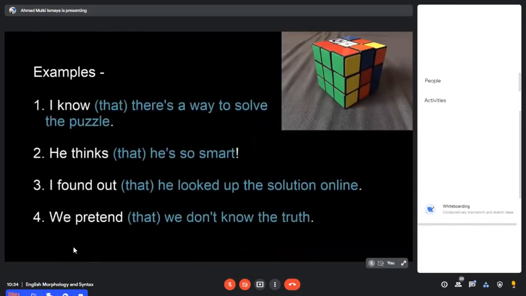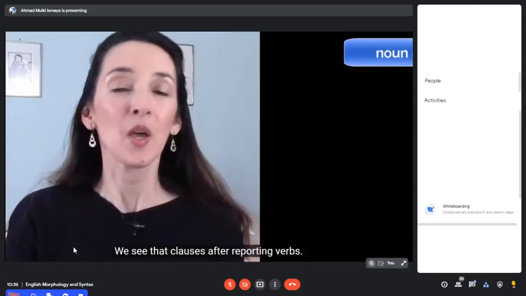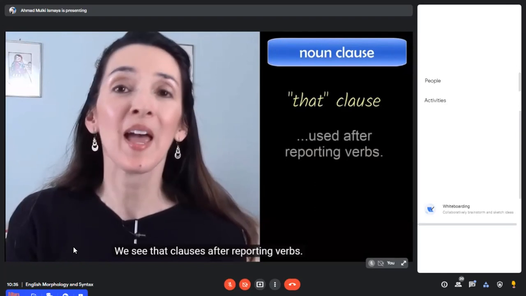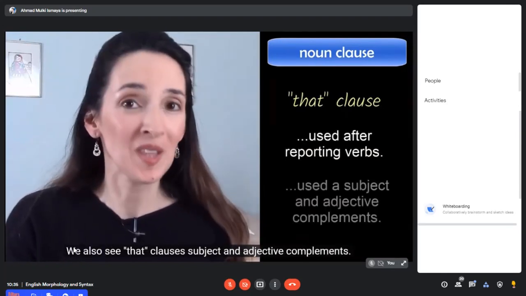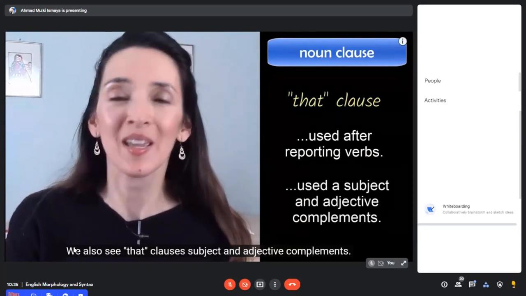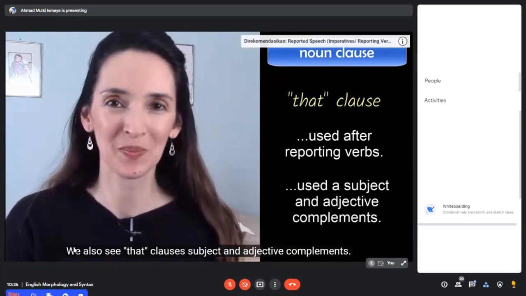I know that there's a way to solve the puzzle. He thinks that he's so smart. I found out that he looked up the solution online. We pretend that we don't know the truth. We see that clauses after reporting verbs. We also use that clauses as subject and adjective complements.